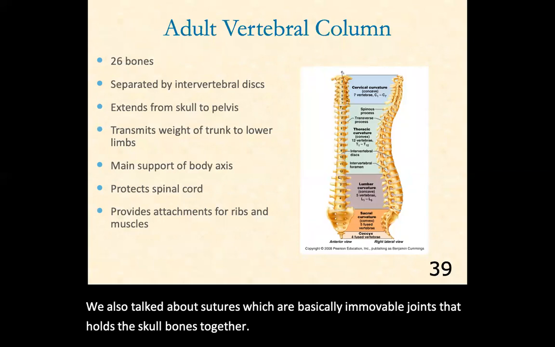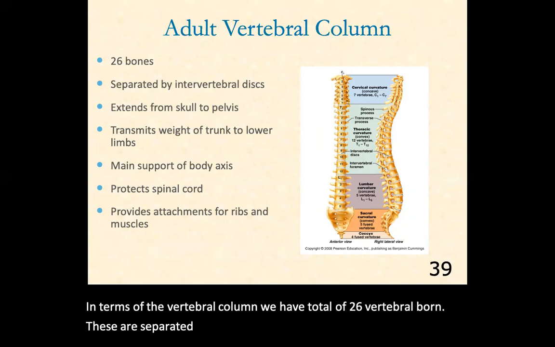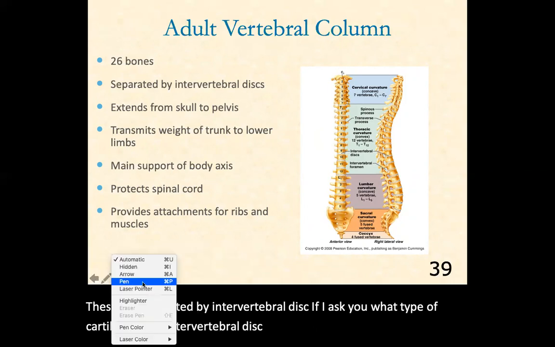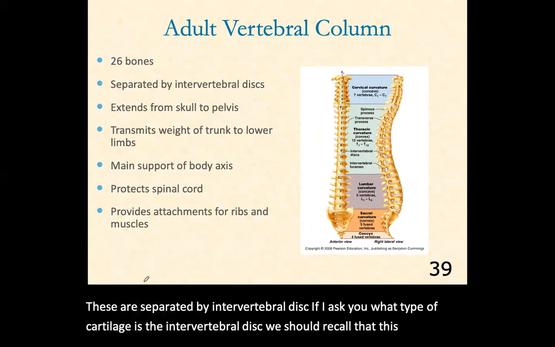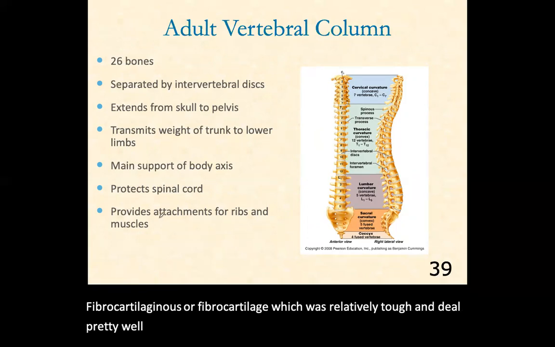In terms of the vertebral column, we have a total of 26 vertebral bones. These are separated by intervertebral discs. If I ask you what type of cartilage is the intervertebral disc, you should recall that this was fibrocartilage, which was relatively tough and deals pretty well with stress or tension.